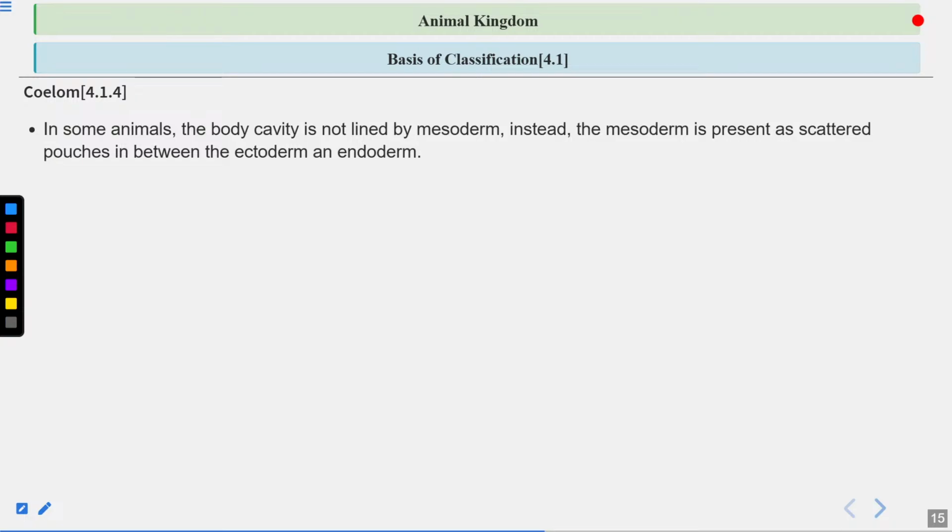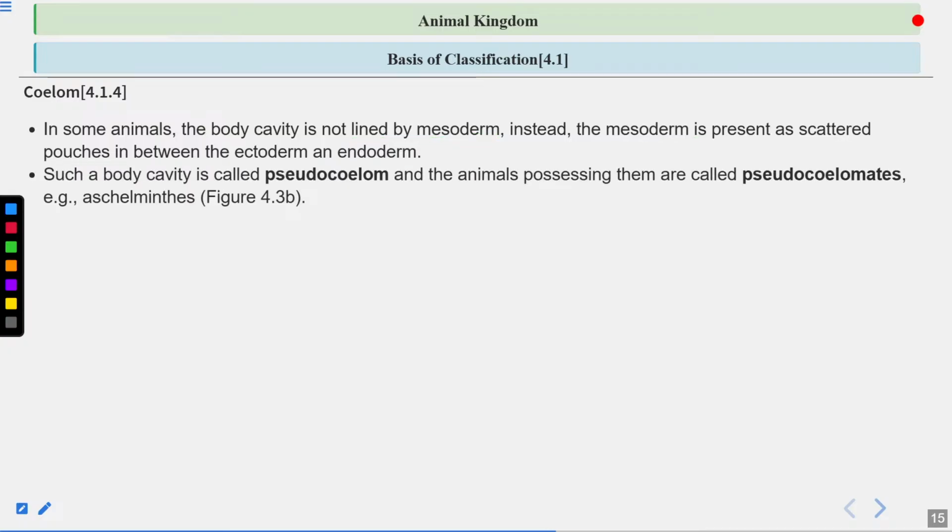Now in some animals, the body cavity is not lined by the mesoderm. Instead, the mesoderm is present as scattered pouches in between the ectoderm and endoderm. Let us see that. Such a body cavity is called pseudocoelom. Pseudo means false. This is not a true coelom. This is a false coelom, false body cavity, right? And the animals possessing them are called pseudocoelomates. For example, Aschelminthes. Aschelminthes are roundworms. Ascaris is the example.